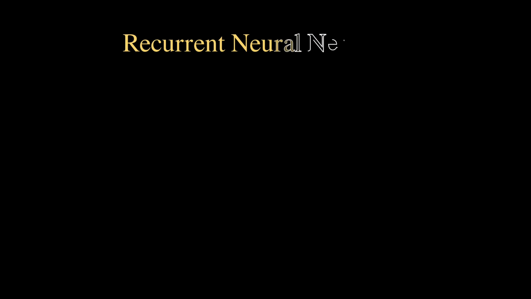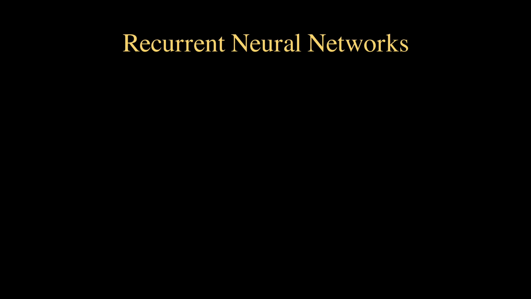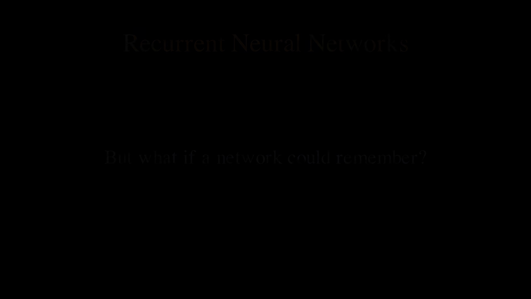Most neural networks see the world one snapshot at a time. Input in, output out, and it's gone. But what if a network could remember? A feed-forward network has no memory. Each input passes through, forgotten immediately.